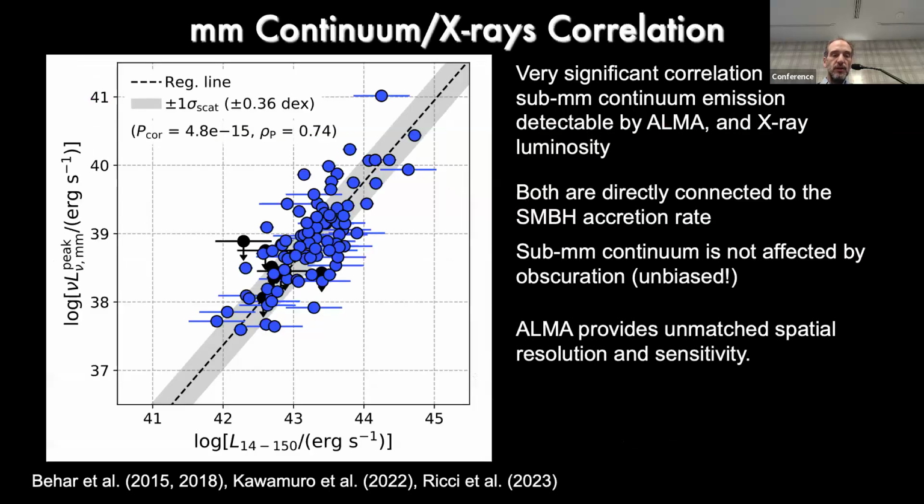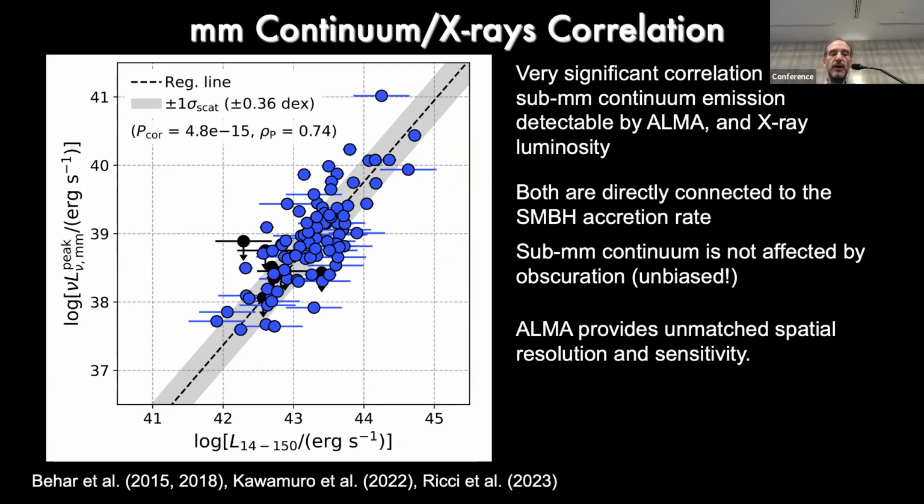Now, this has been in the last few years, and the BUZZ survey has been described before, but thanks to the BUZZ survey and the study by Taiki Kawamura and Claudio Ricci, there has been a very established, very significant correlation between the sub-millimeter continuum emission and the X-ray luminosity.